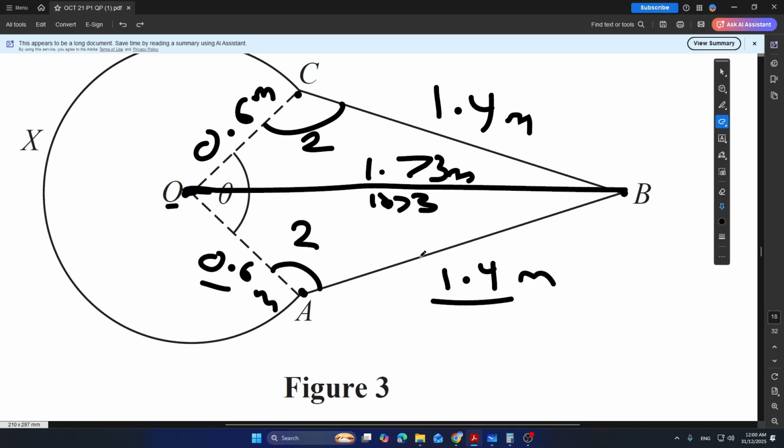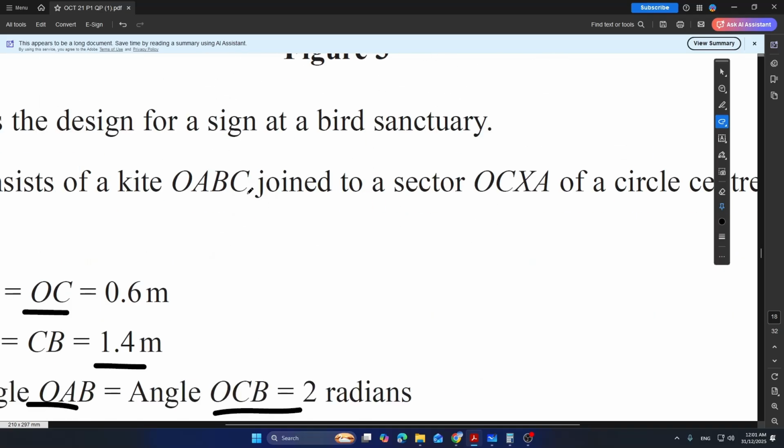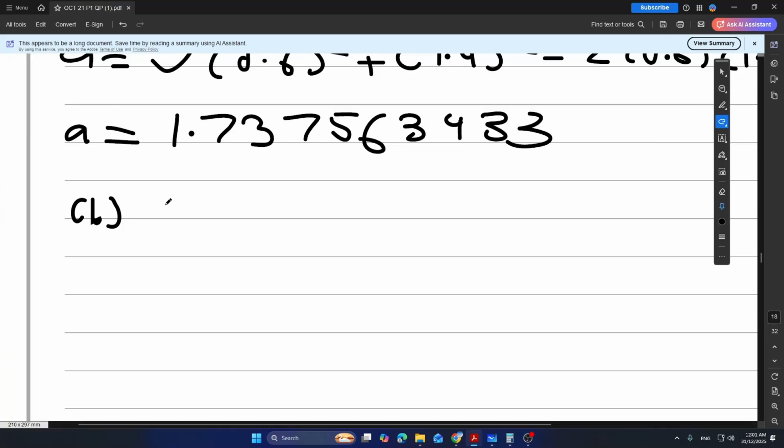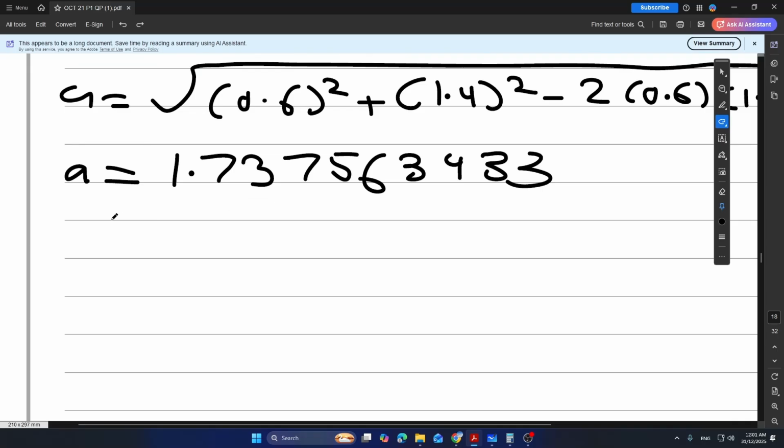What we can do is, since we have the side here and the opposite, and we also have the side here and the opposite, we can use a over sine a equal to b over sine b equal to c over sine c, which is our sine rule.